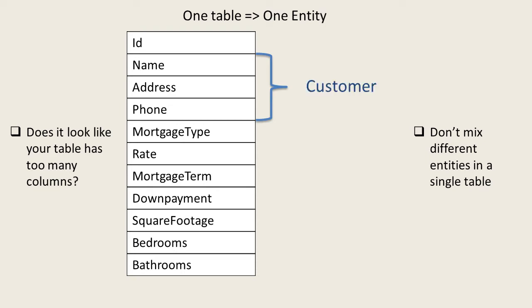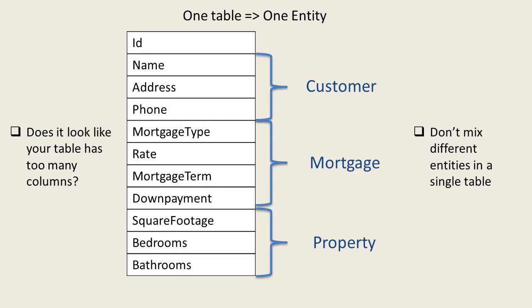As you see, this group of fields is describing the customer. So name, address, and phone are about the customer. Now, the next group of fields is describing the mortgage. It's not describing the customer. So mortgage type and mortgage rate have nothing to do with who this customer is, what his name is, and where he lives. And the last group of fields is describing the property, which is covered by this mortgage. It's yet another entity. So we have three separate entities: customer, mortgage, property. They're all mixed together in this table.